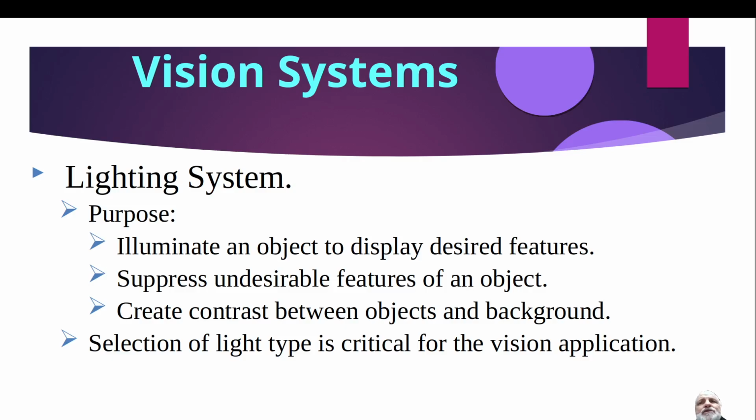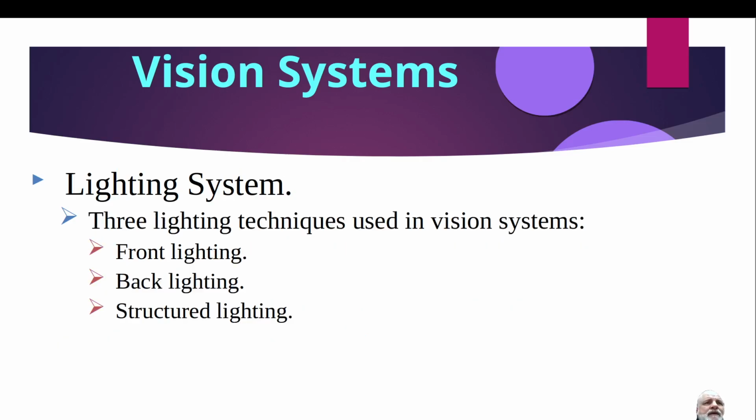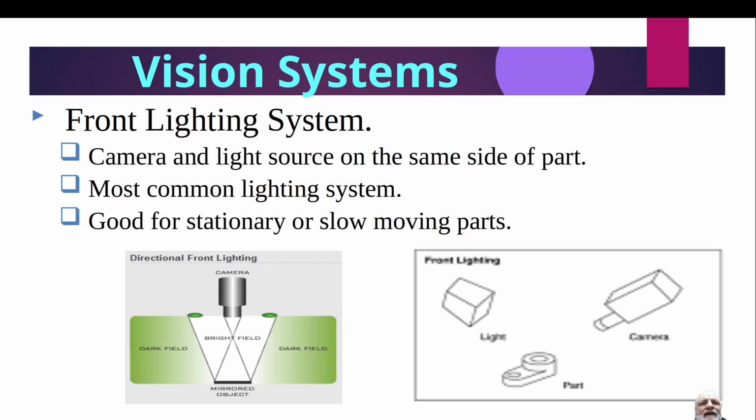Now lighting is extremely important for vision systems. There are three major different lighting techniques that are used. I guess a fourth one not mentioned here is just filtered or colored lights. But we have front lighting. Here you have the camera, and then you have a light shining down on the object, and you're trying to identify the edges of that part. Front lighting is good. It's usually the simplest, and it does well for stationary or slow moving parts.